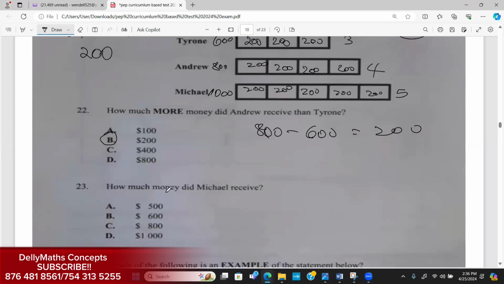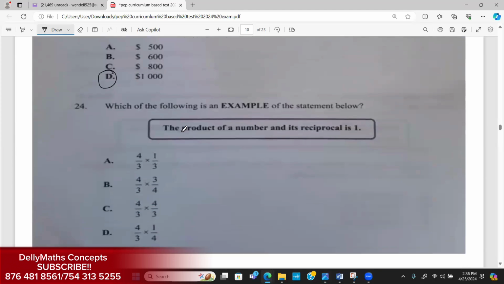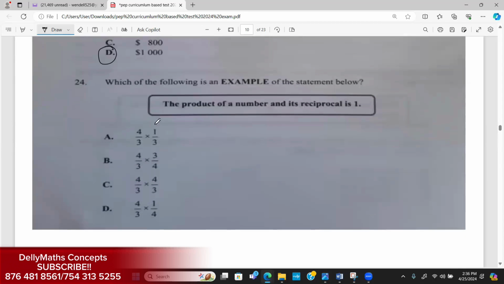Let's go to 23. How much money did Michael receive? Well, we did it already. Michael received $1,000 right there, and that's it. Moving on to 24. All right, guys, I see you smiling. I see a lot of people looking and laughing. Yes, man. That's how it's supposed to go.